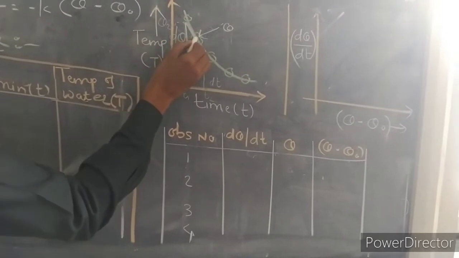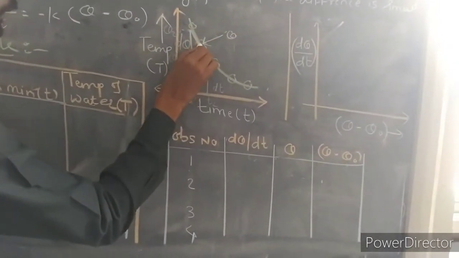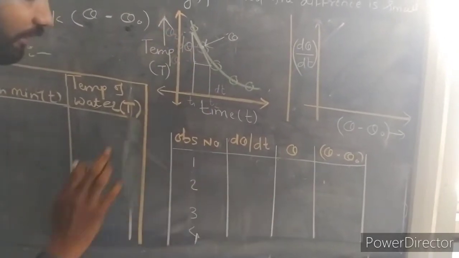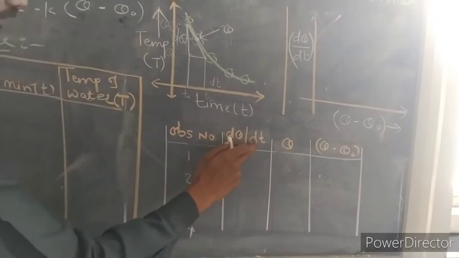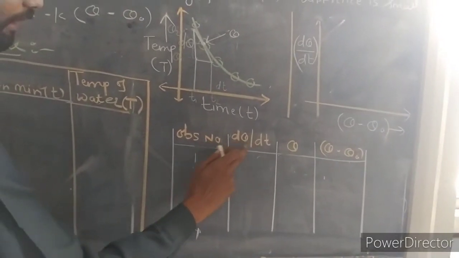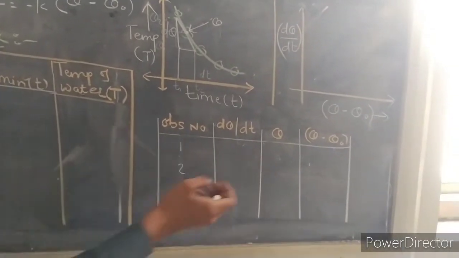And here is nothing but the theta. Write down here theta. So we need to choose different points and find different d theta by dt corresponding to theta.